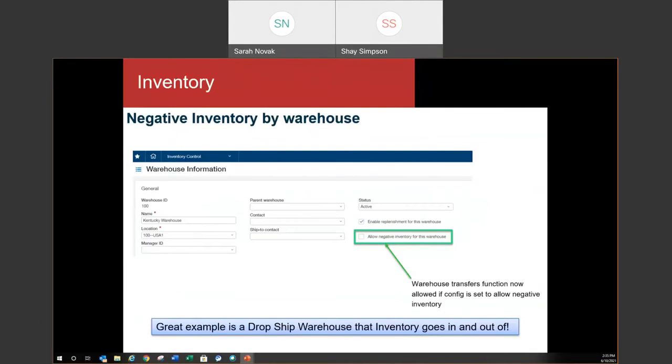All right, in regards to inventory, we can now allow negative inventory per warehouse. Within our warehouse information, we do have this box now to allow negative inventory for that particular warehouse. Where that is going to come into play is if we have a drop ship warehouse, and oftentimes we have inventory that goes in and out of that warehouse, we may want to allow negative inventory for that specific warehouse. Okay.